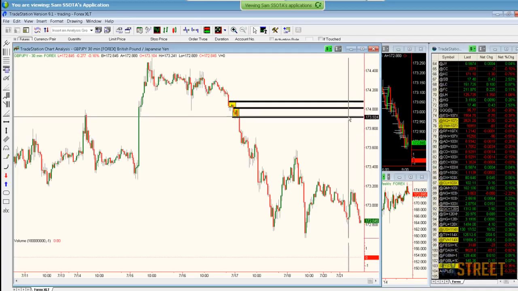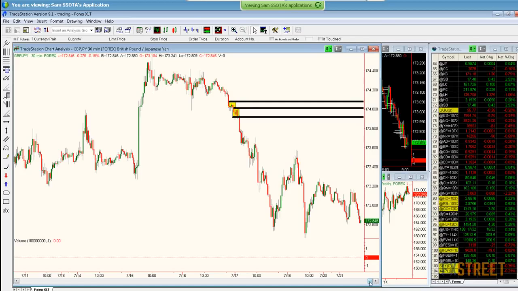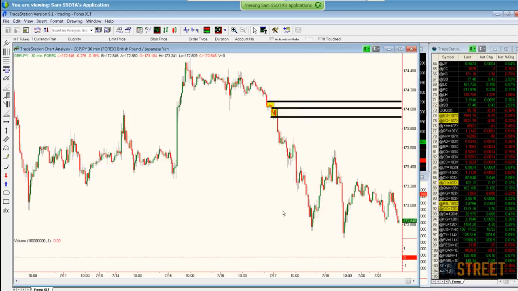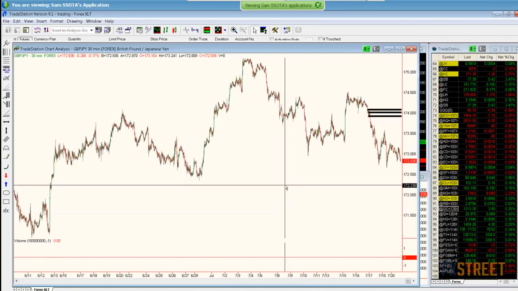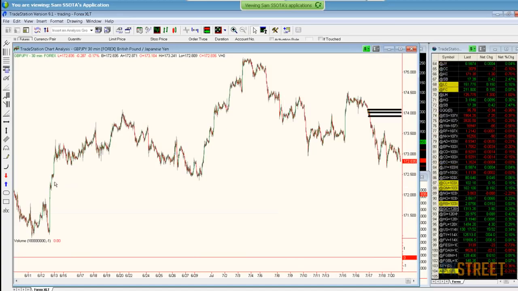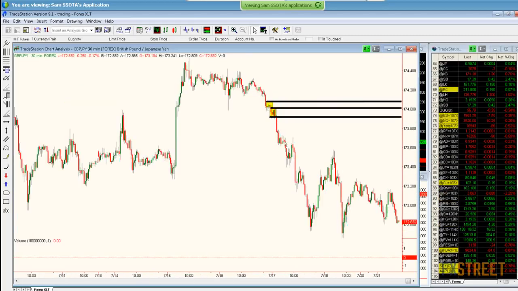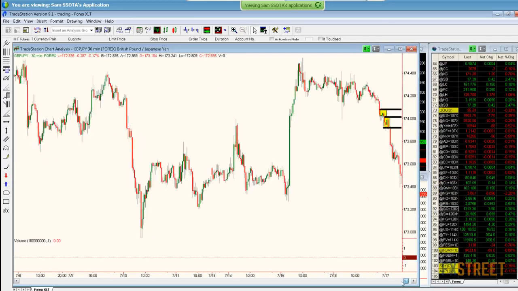Well, I'll tell you what that is. 173.93. And then on the demand side, you're going to have a level down in here. This is your next fresh level. That's a great level, but you already have a pullback, right? Remember, this is the level I've been showing you, but there's your entry for it.